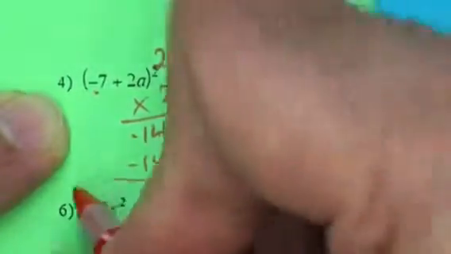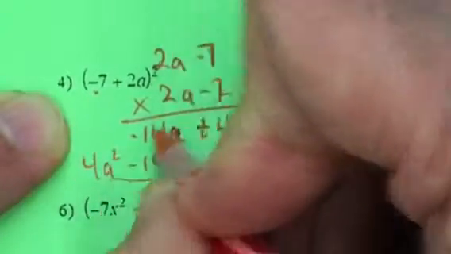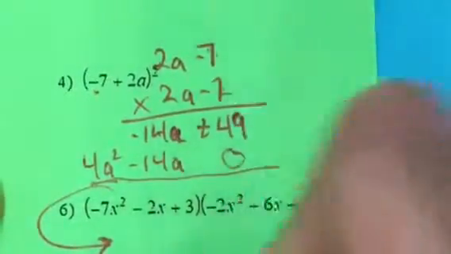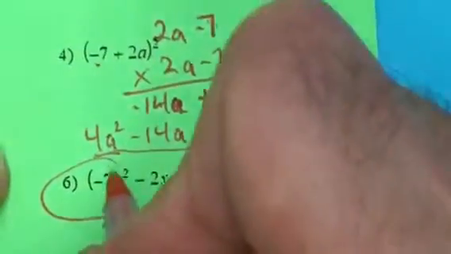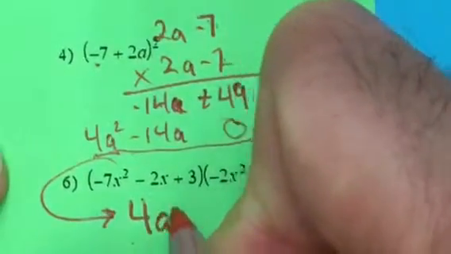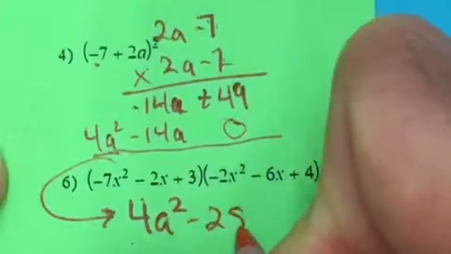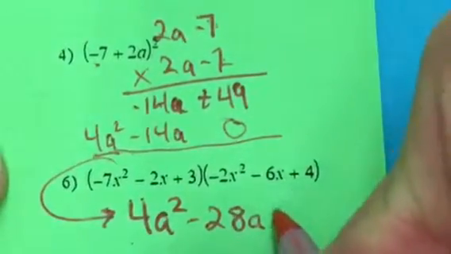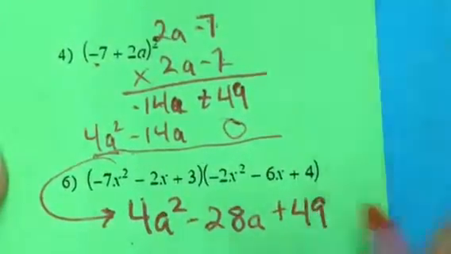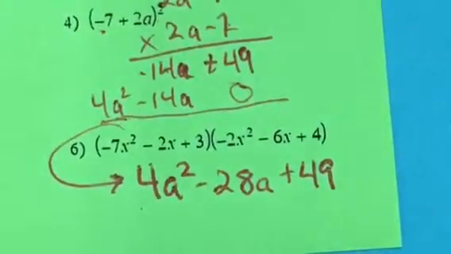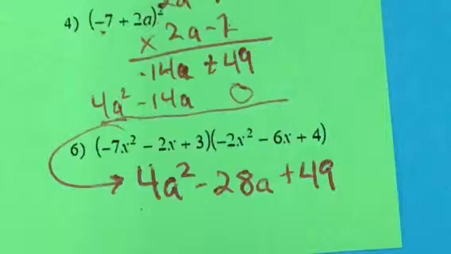2 times 2, 4a squared, because a times a is a squared. Put the answer right down here. There's not enough space, I'm sorry about that. 4a squared minus 14, minus 14 is minus 28a plus 49. All right, those are all the methods. You choose whichever one you want to use, whichever one you feel best with. The first two are the most popular.